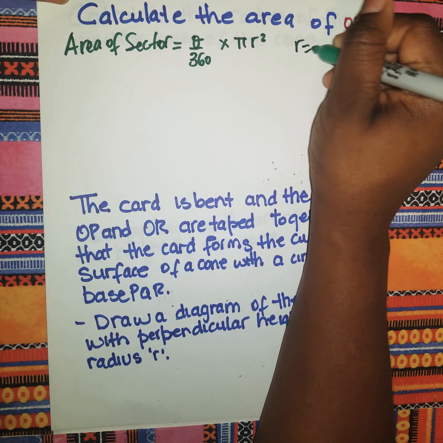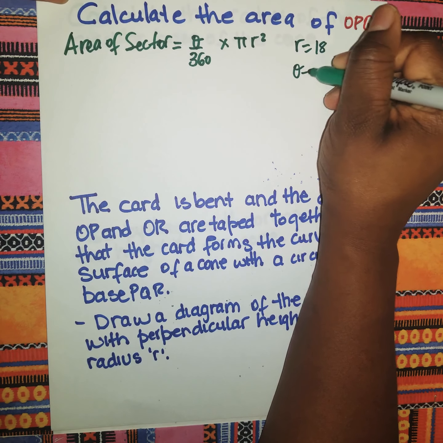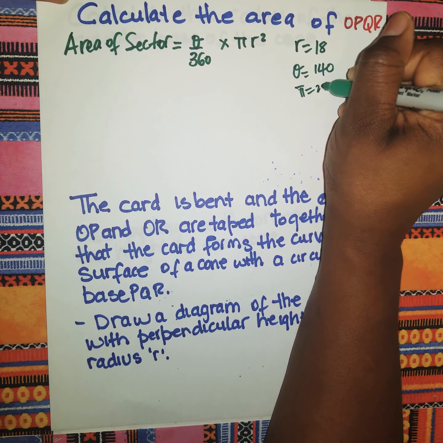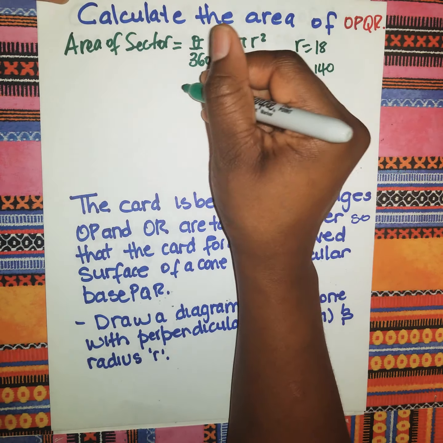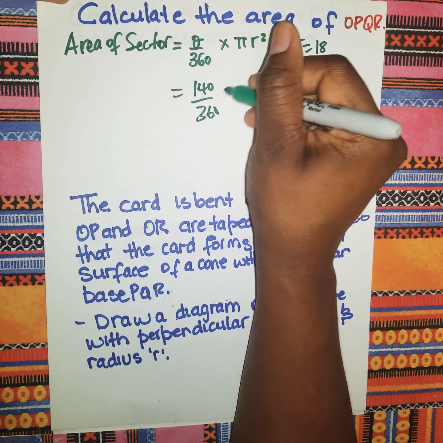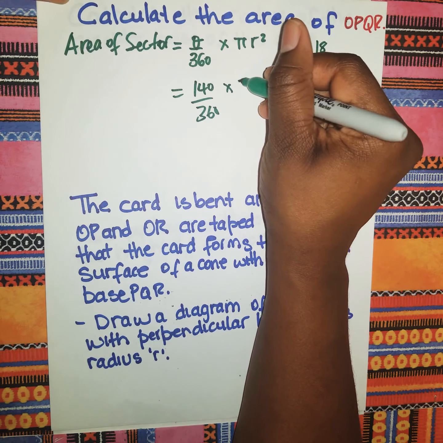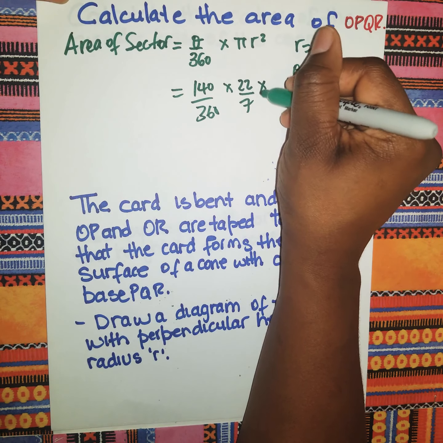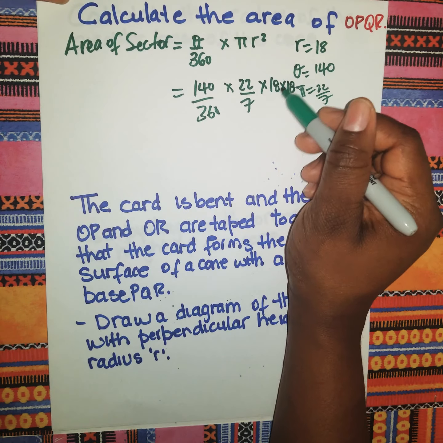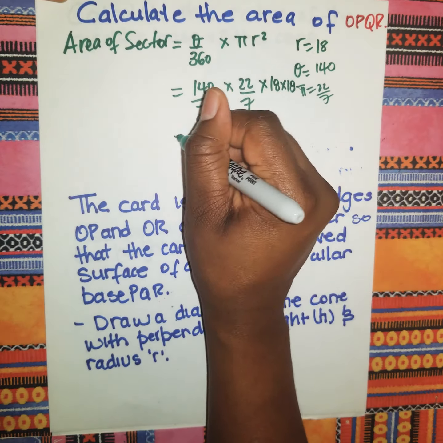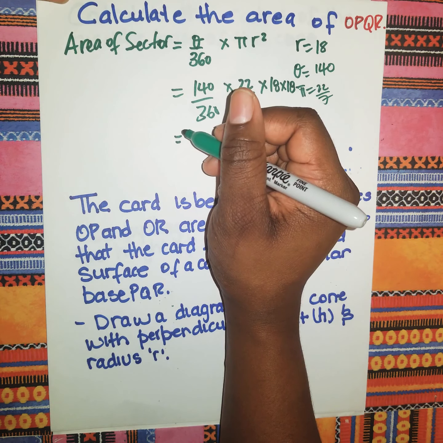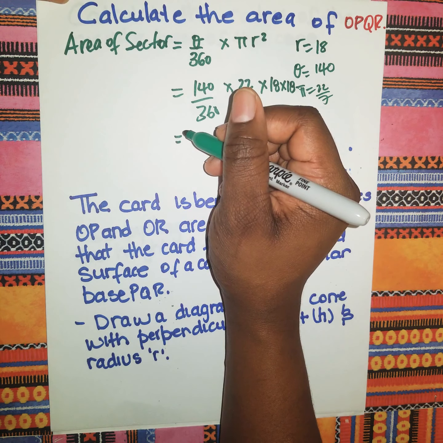So let's go. We know r is equal to 18. The angle is 140 from the diagram, and we know pi is 22/7. So let's substitute what we have into the given formula. So 140 over 360 times 22/7 times 18 times 18, because r squared means 18 times 18. You're going to be having your calculator with you, guys, so you can work this out. However, I am going to work this as is.